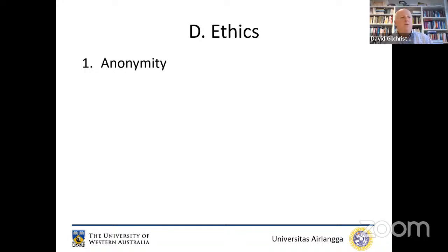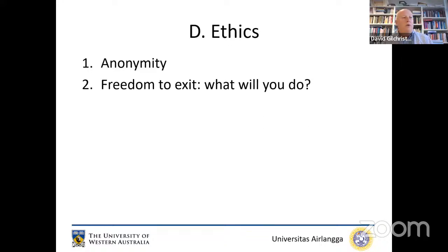Number one, most participants want to be anonymous. They want their anonymity maintained. Also, most people want to be able to exit the process, and they don't typically do it, but they want to be able to. Now, if they exit the process, are you going to simply delete all of their answers or are you going to keep their answers? So not only is anonymity and freedom to exit important from the participant's perspective, but these things are also important from your perspective in that if someone wants to exit at a particular point, what are you going to do with the data and how are you going to manage that data?